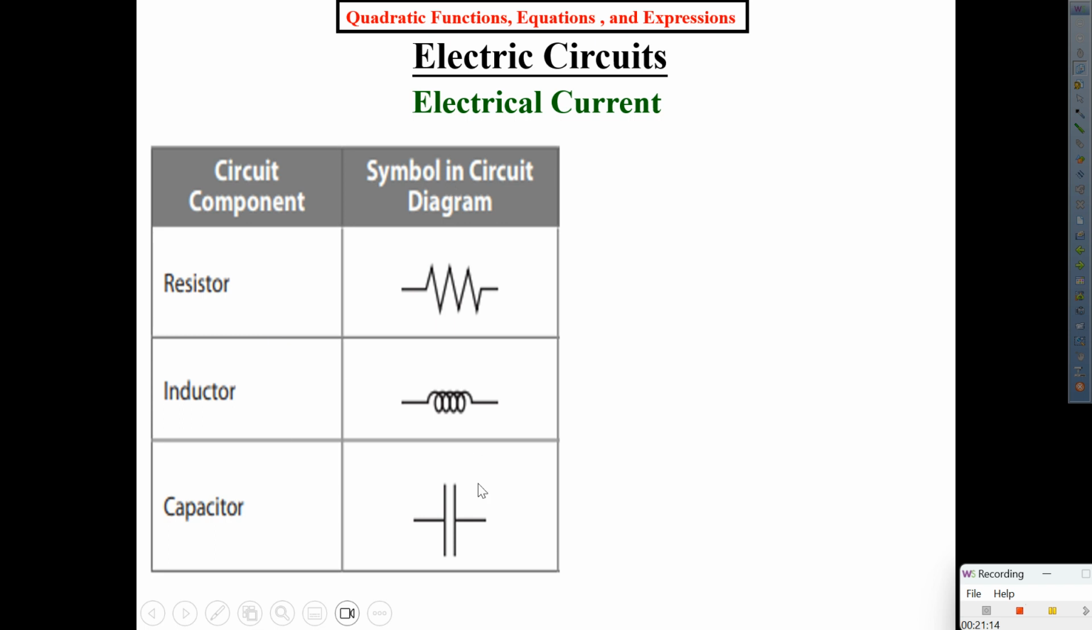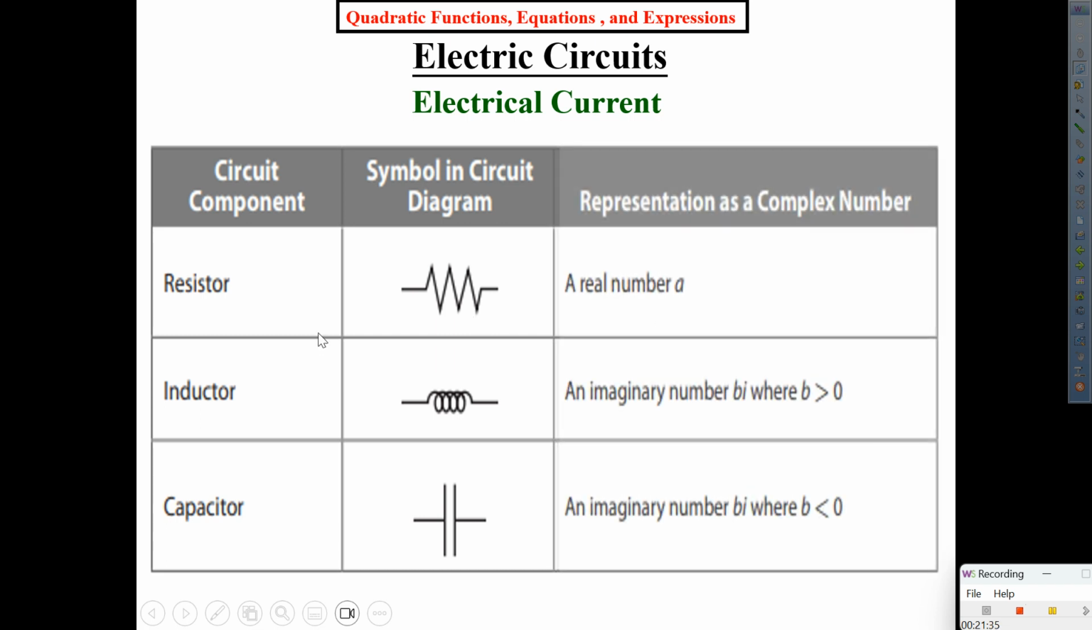electric circuits have their symbol, and each symbol, check this out, engineers were able to convert those values into numbers, which are real and imaginary, that combined become what? Complex numbers. That's what we've been using. So check this out. This is what it says. For a resistor, it represents a real number A. An inductor represents an imaginary number B greater than 0. And a capacitor represents an imaginary number B less than 0.